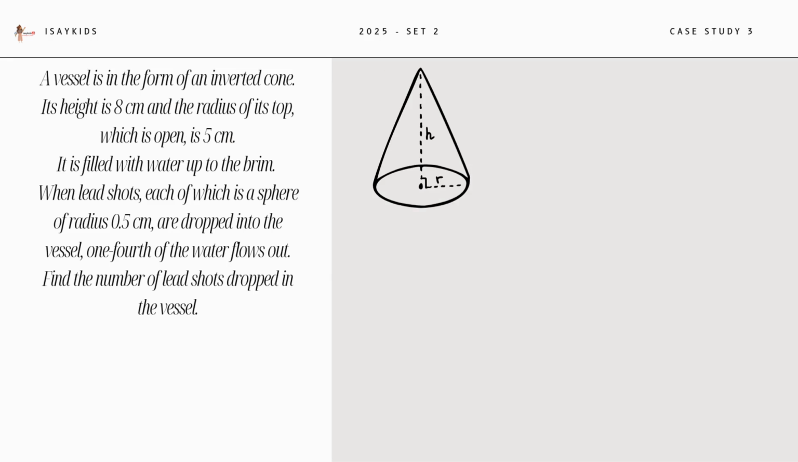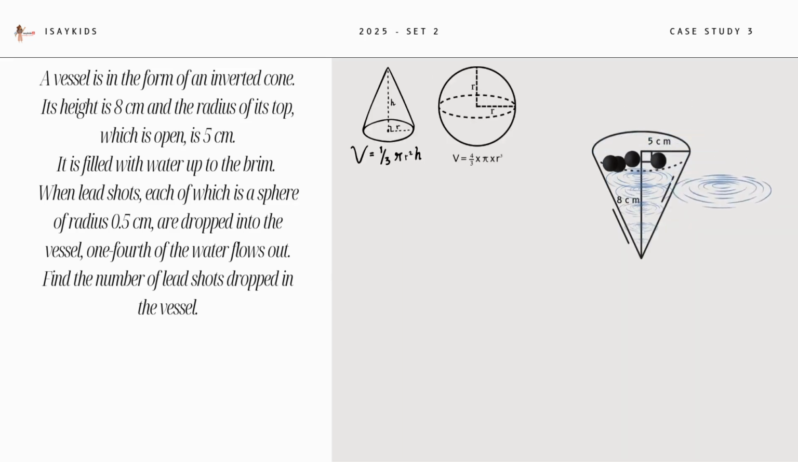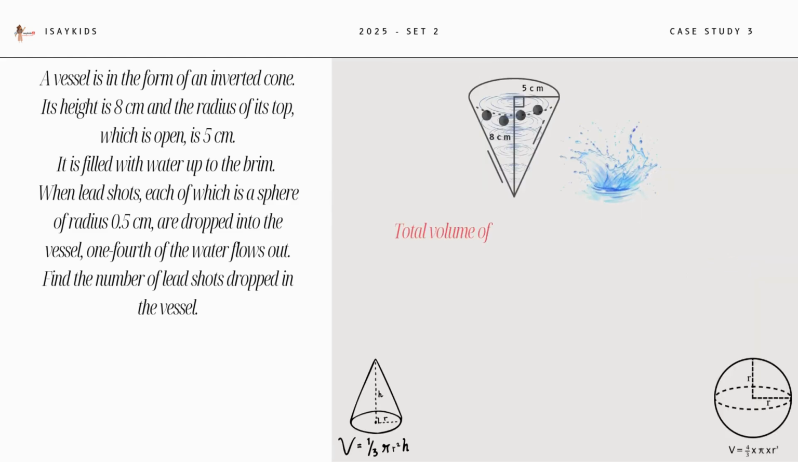Now, volume of cone is 1 by 3 pi r square h. Volume of sphere is 4 by 3 pi r cube, where r is the radius and h is the height of the cone. Now, lead shots displaced 1/4 volume of water, which means volume of lead shots is equal to 1 by 4 times volume of cone. Let n be the total number of lead shots.